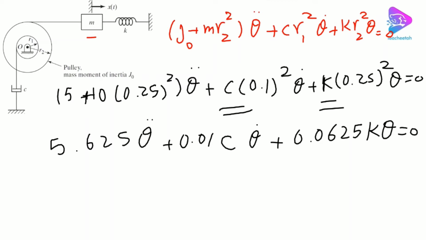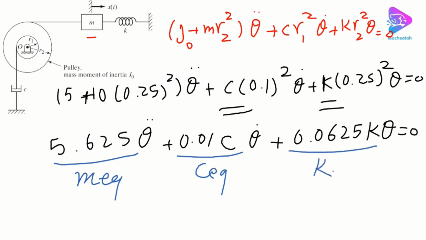So let's look at this equation and see what we have. We simplified our system to a single degree of freedom equation because theta and x were related to each other, and this is our equivalent mass. We can call it MEQ here, and this is CEQ, and this is K equivalent, right? So we will be able to find these terms and simplify our system. You can also use JEQ if you want, so don't worry about that. I just use this notation.